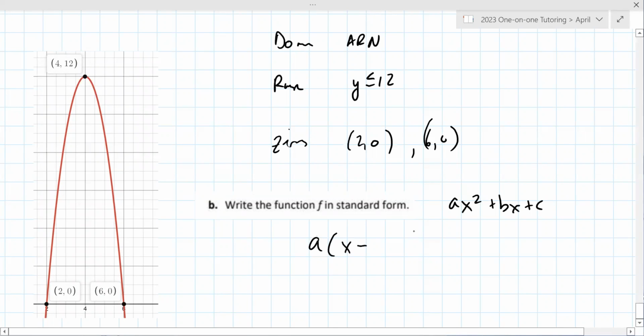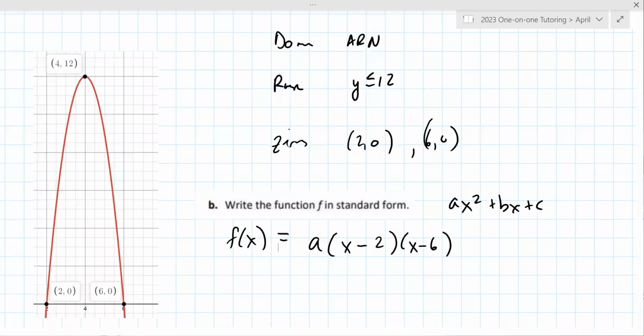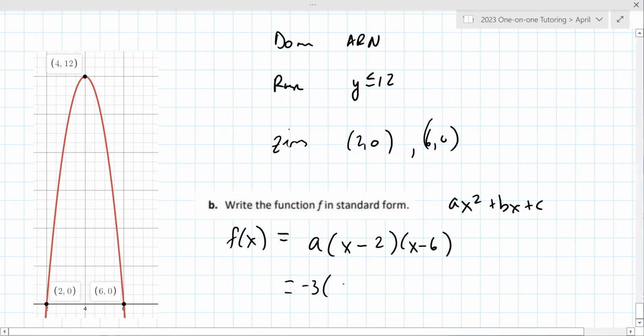So it becomes x minus 2, x minus 6. But no, you have to use an x and a y to find a. Yeah, so then it'd be 12 minus 2 is 10 times 12 minus 6 is 60. You're using the y value. You gotta use the x value. So 12 equals a times 2 times negative 4, so a equals -3. So f of x equals -3 times x minus 2, x minus 6.